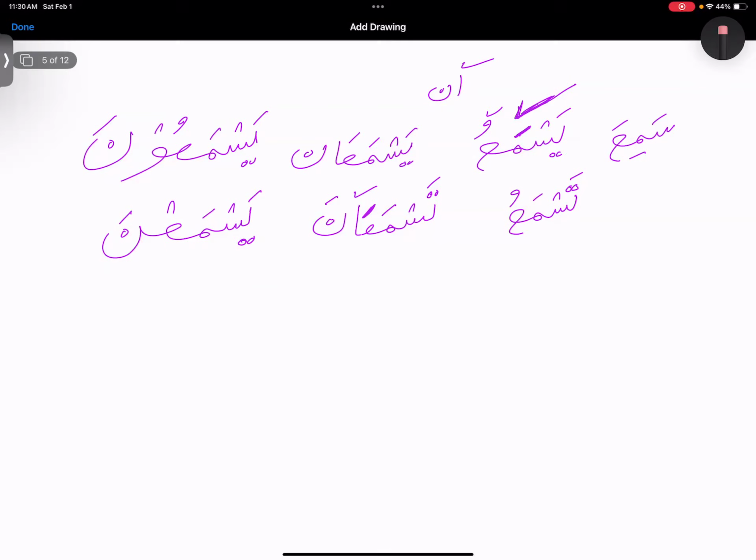Then anta. There should be a fatha. I'm not talking about anti, I'm talking about anta. So anta tasma'u. Antuma tasma'ani, same. Antum tasma'una. And then anti: tasma'ina.